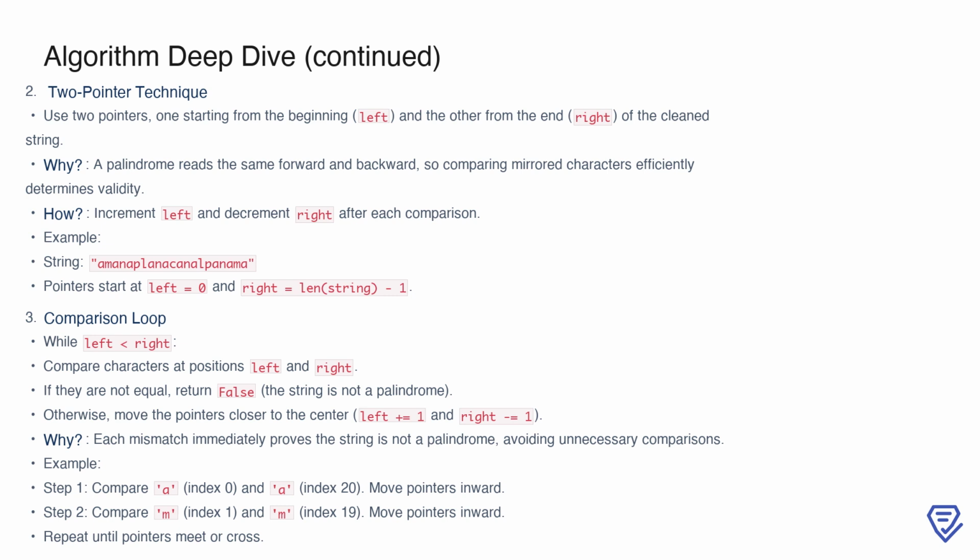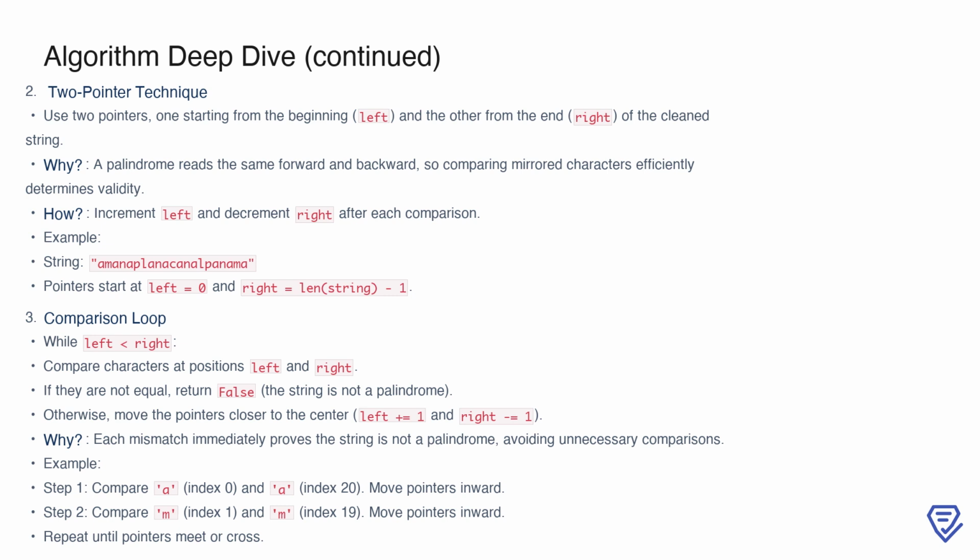This involves using two pointers, one starting at the beginning of the string, called left, and the other starting at the end, called right. This technique works because a palindrome reads the same forward and backward, so comparing characters at these mirrored positions will determine if the string is valid.